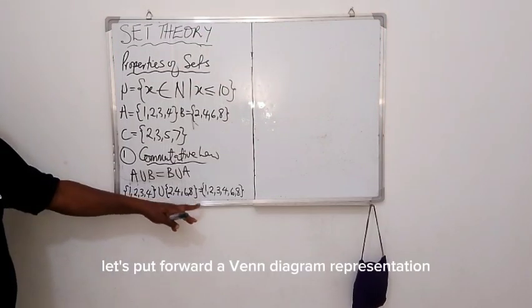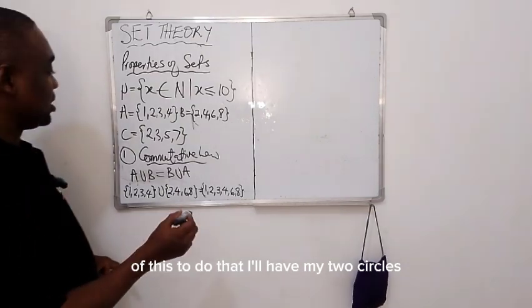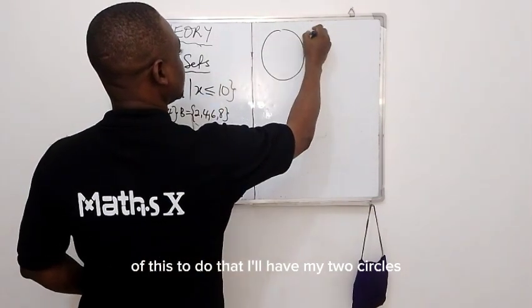Let's put forward a Venn diagram representation of this. To do that, I'll have my two circles.